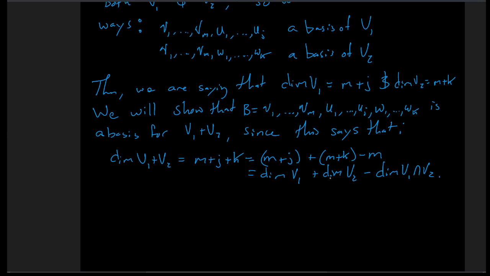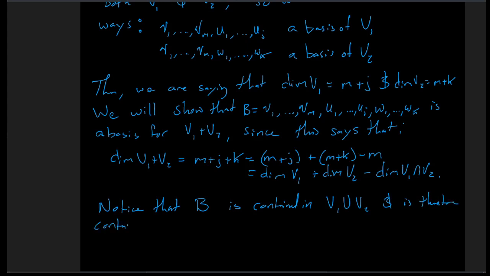All right. So all we have to do is show that B is a basis for V1 plus V2. Here's the idea of it. To show that it's a basis, we should be careful. To show that it's a basis, we should show that it's a linearly independent spanning list. Okay, fair enough. So notice that B, this list V1 through Vm, U1 through Uj, W1 through Wk, is contained in V1 union V2, certainly, and is therefore contained in V1 plus V2. The sum of these two subspaces certainly contains everything in V1 and everything in V2. Okay, so this is in V1 plus V2. Good.